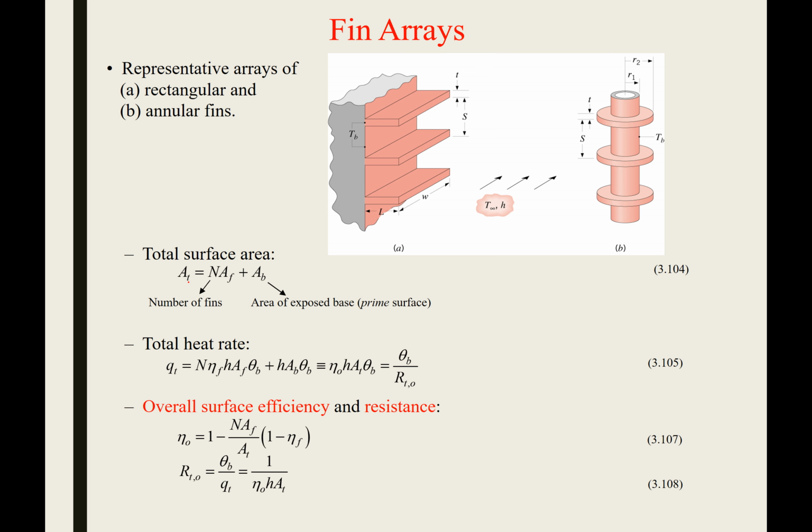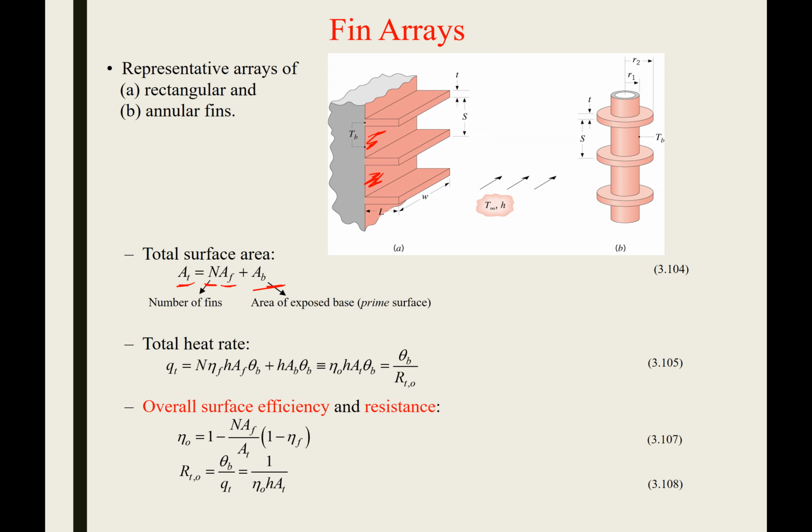So now we've drastically increased the surface area of our solid. Our total surface area is just the number of fins multiplied by each individual fin's total surface area, plus the remaining area of the exposed base. So this A_b takes into account the area where there is no fin. There is still some heat transfer there, so we have to factor that into our total area.